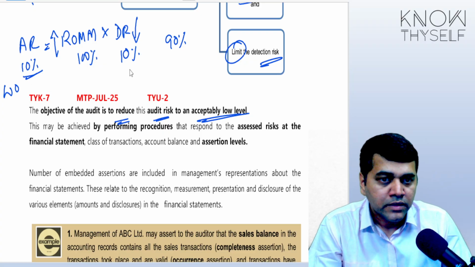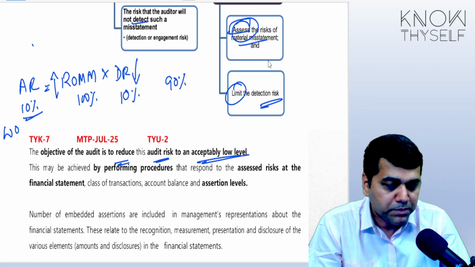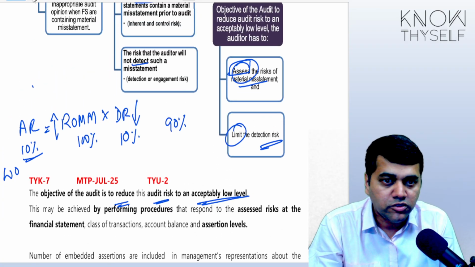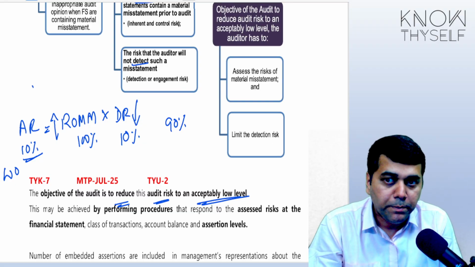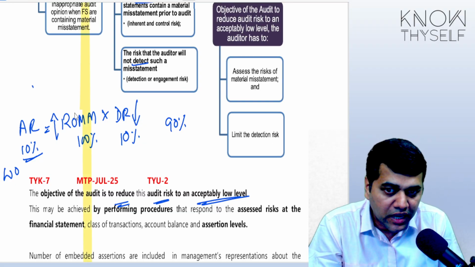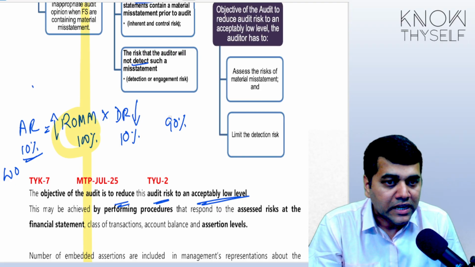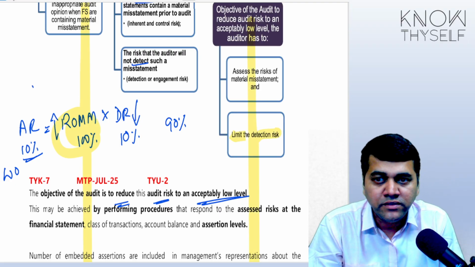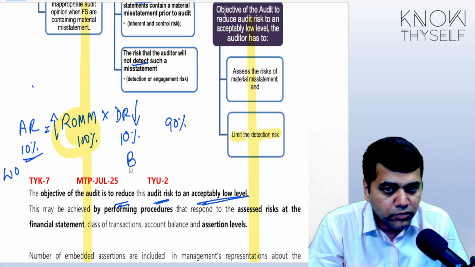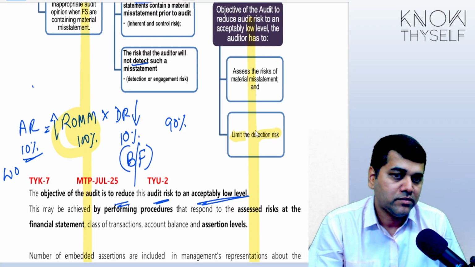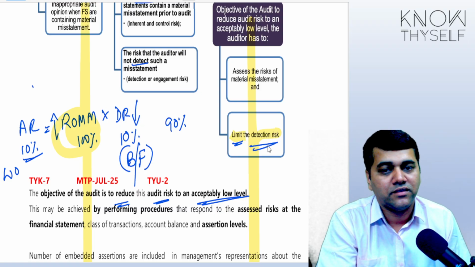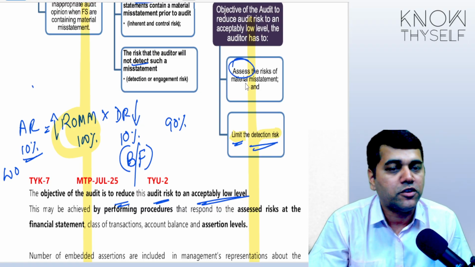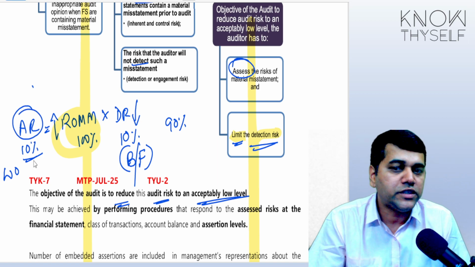So always, this is what they say, you have to limit. Please read the language here. What is the objective of the auditor? It is to make an assessment of the ROMM and reduce the detection risk. That means detection risk is always the balancing figure, because we have to limit the detection risk. How? By making an assessment of the risk of misstatement, because that is not within your control.